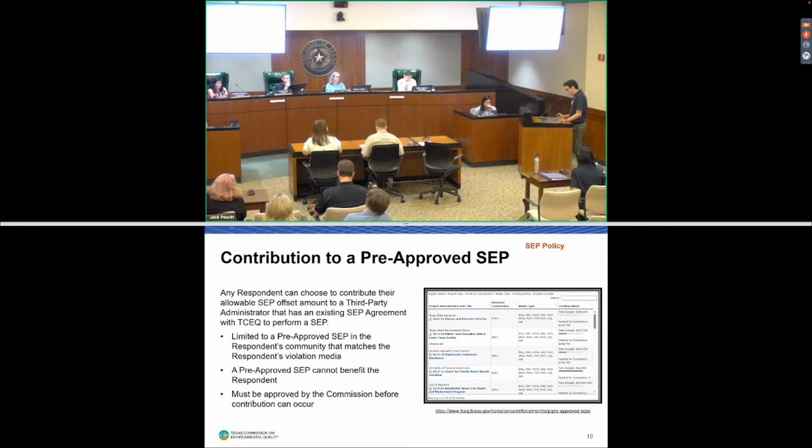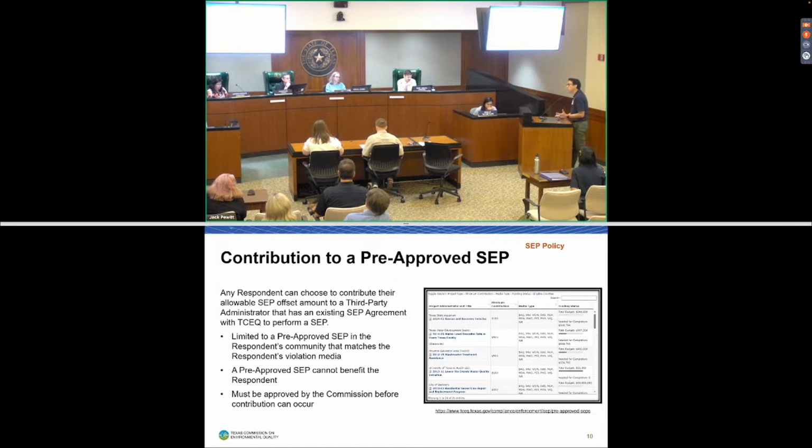These are limited to a pre-approved SEP in the respondent's community that matches the respondent's violation media, as I stated earlier, benefit to the community and the media. Pre-approved SEPs cannot benefit the respondent and must be approved by the commission before a contribution can occur.